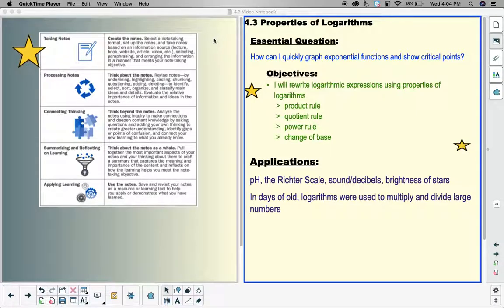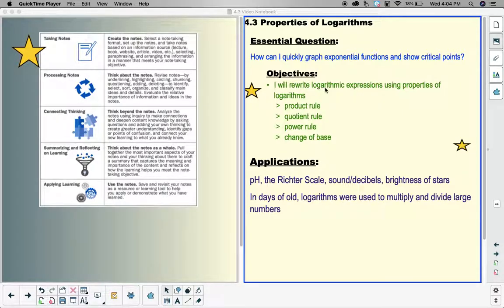Welcome to section 4.3. Get out your interactive notebook and take some notes. The topic of section 4.3 is properties of logarithms. And the overall question is, how can I quickly graph exponential functions, show their critical points, solve equations?